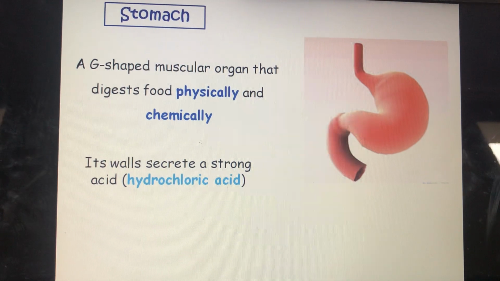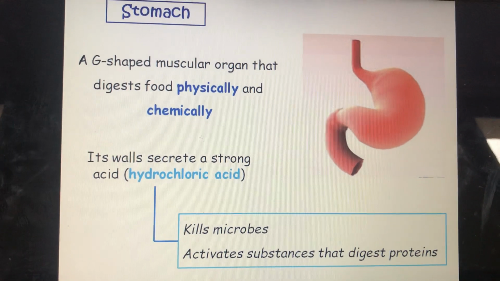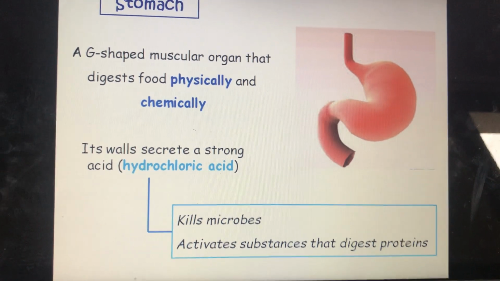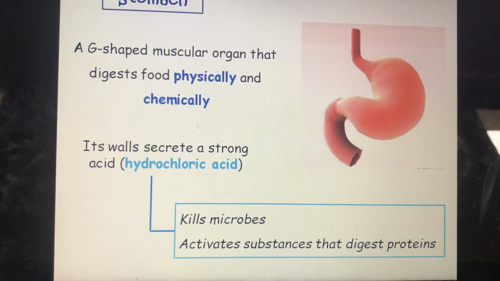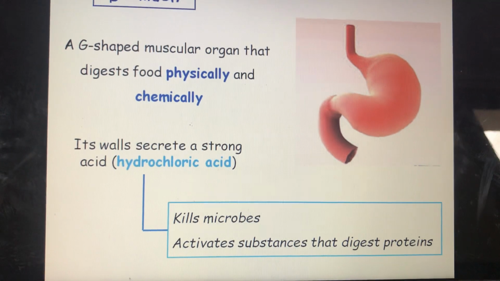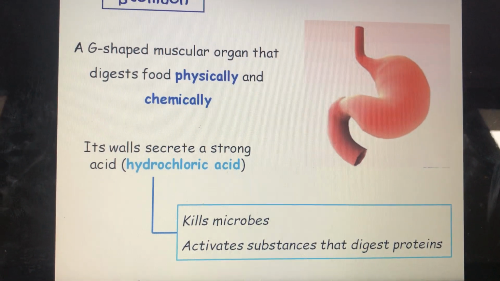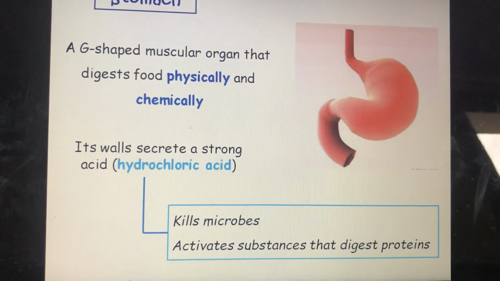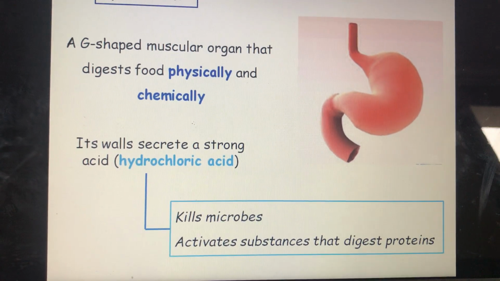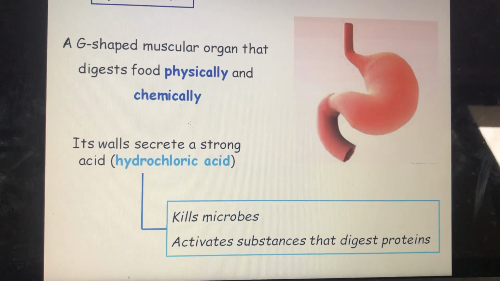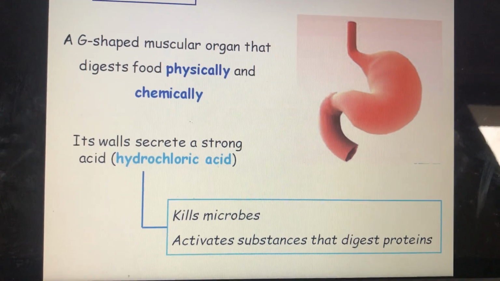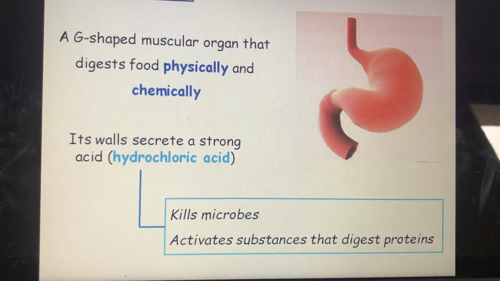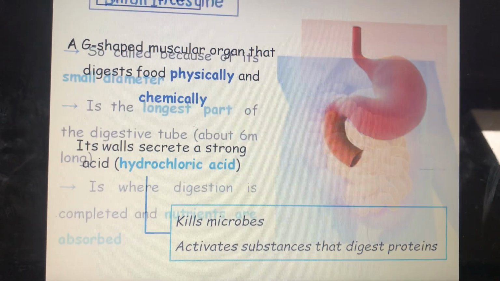But it can also digest food chemically because there's a specific secretion called gastric juice that has enzymes in it and can digest only proteins in the stomach. But the stomach also has a strong acid in it, called hydrochloric acid. It's not an enzyme, so pay attention. Hydrochloric acid cannot digest food chemically. It is there in the stomach only to kill bacteria and microbes, and it allows the activation of the enzyme that digests proteins. So hydrochloric acid, or HCl, will help with the chemical digestion, but it's not directly digesting.